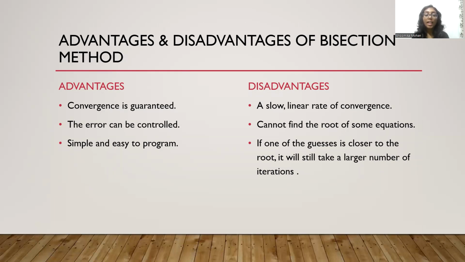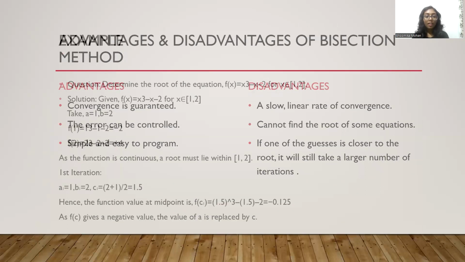Advantages. Convergence is guaranteed. Error can be controlled. Simple and easy to program. Disadvantages. A slow linear rate of convergence. Cannot find the root of some equations. If one of the guesses is closer to the root, it will still take a larger number of iterations.